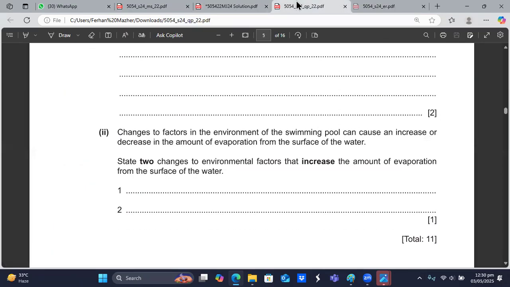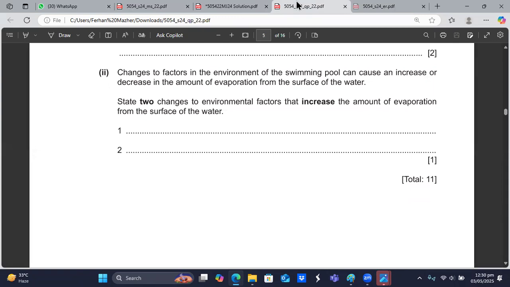Okay, question number 2B and its second part. Changes to factors in the environment of the swimming pool can cause an increase or decrease in the amount of evaporation from the surface of the water. State 2 changes to the environmental factors that increase the amount of evaporation from the surface of the water. You see, the changes in the environment which can cause an increase in the rate of evaporation are the temperature, the room temperature. If the room temperature increases, the rate of evaporation will increase.